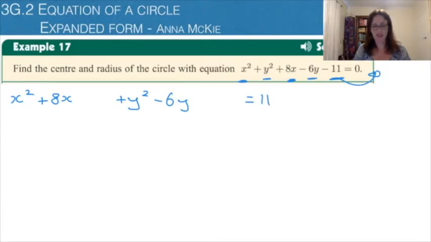Now, a refresher on completing the square. We have to look at the coefficient of the x term, and you have to divide that by 2 and square it. So I'm just going to do some working out off to the side here.